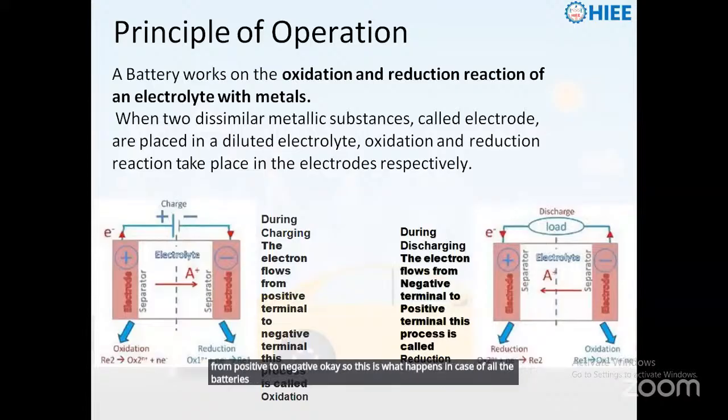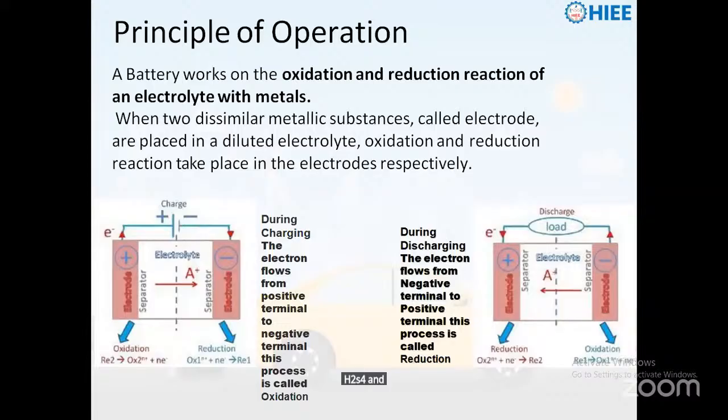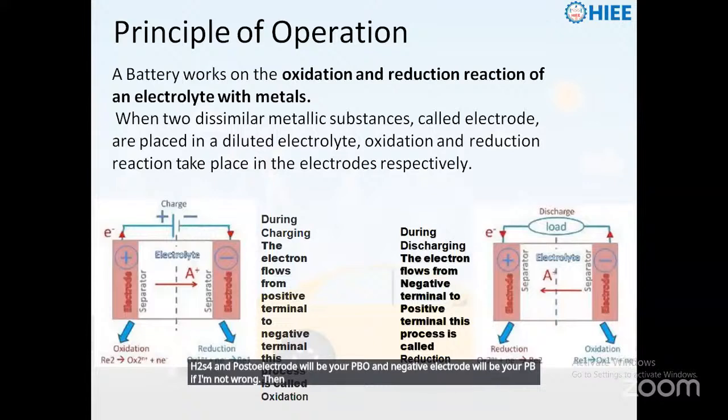Whatever battery you take, if you take the lead acid battery, you will have the electrolyte as H2SO4, the positive electrode will be PbO and the negative electrode will be Pb, if I'm not wrong. Whenever charging happens, the H2SO4 will be divided into H plus and SO4 minus. Then SO4 will react with PbO and give PbSO4. At that instant, the electron will be lost, and that lost electron will move towards the negative electrode. So this is what happens in any battery.